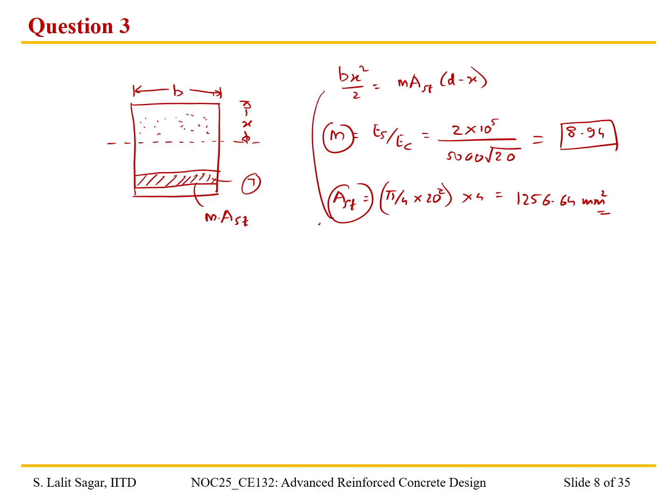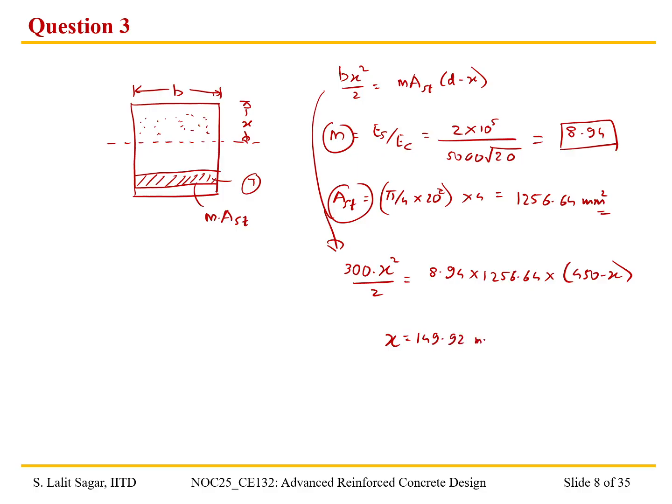So from here we have 300 into x square by 2 is equal to 8.94 into 1256.64 into d minus x, 450 minus x. When we solve this quadratic equation, we get the value of x as 149.92 mm.